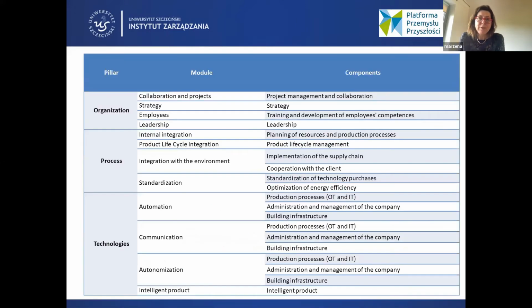Next slide, please. You can find here the three pillars: organization, process, and technologies. Then we have modules, as you can see, and components. Sometimes a module has just one component, and sometimes two or more. For example, if you look at process and integration with environment, this integration with environment has two components, for example, implementation of the supply chain and cooperation with the client. Okay, and next slide, please.